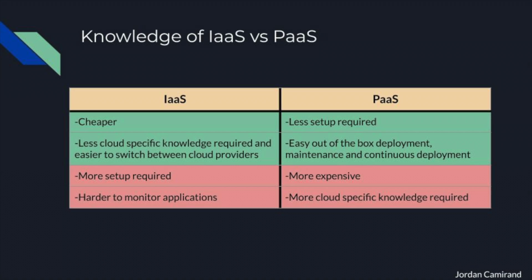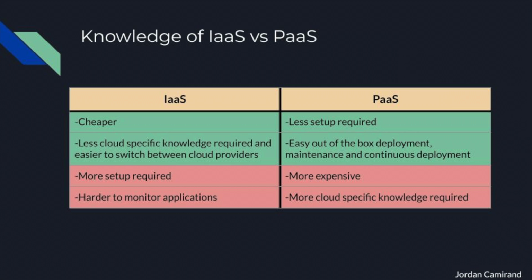All right, next slide. So to summarize, an Infrastructure as a Service solution provides a cheaper solution that requires less knowledge of cloud-specific products, thus enabling you to be less coupled with a single cloud provider. The downside is that you have to set up more things yourself, and it'll be harder for you to monitor and manage your application. You technically can pull off anything done with a Platform as a Service solution with Infrastructure as a Service, but the key difference is the time and effort required to do so.